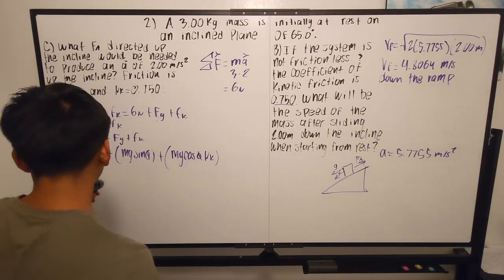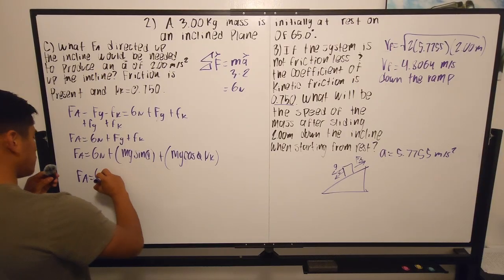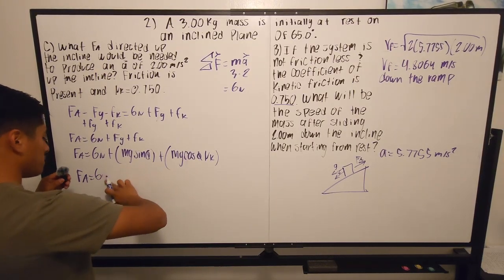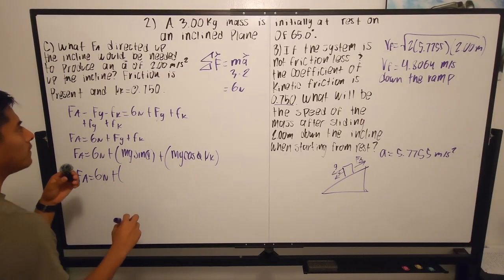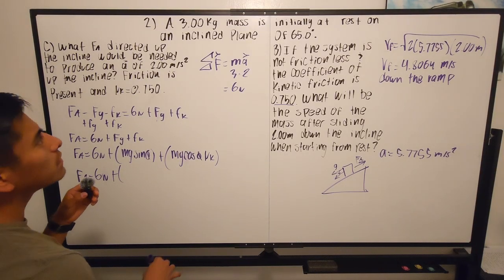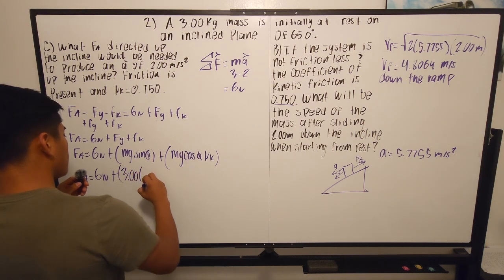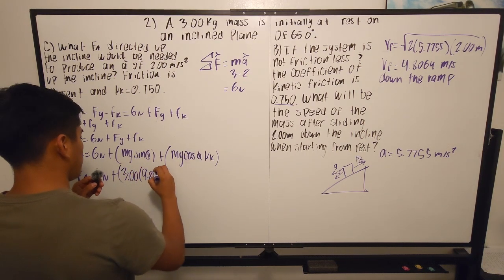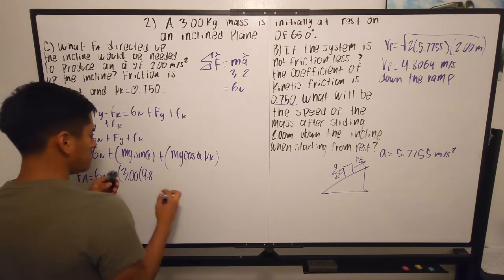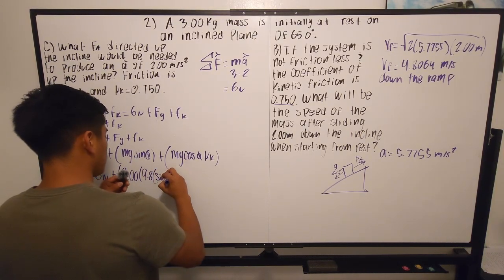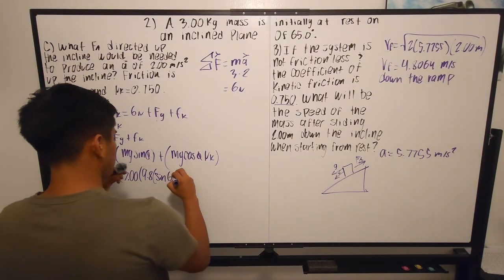And now we have all of these values, so let's go ahead and plug them all in. So our force applied is going to be equal to 6 newtons plus the mass, which is 3, multiplied by gravity, which is 9.8. I'm not going to write all the units in there just to save space. Sine of theta, which is 65 degrees.